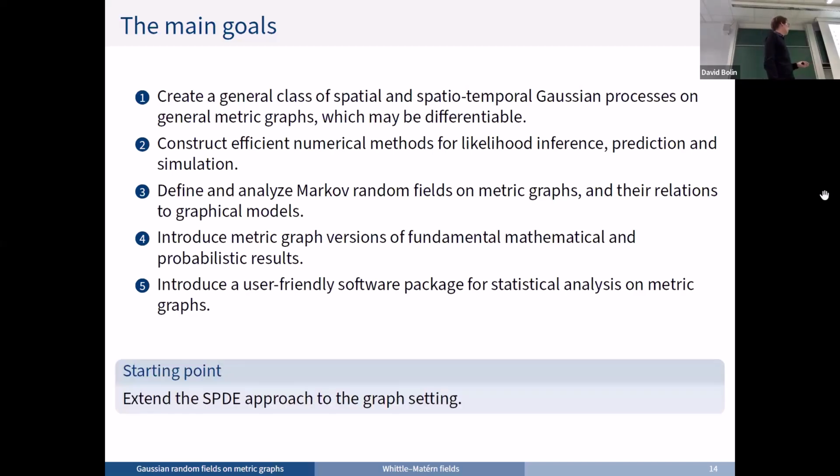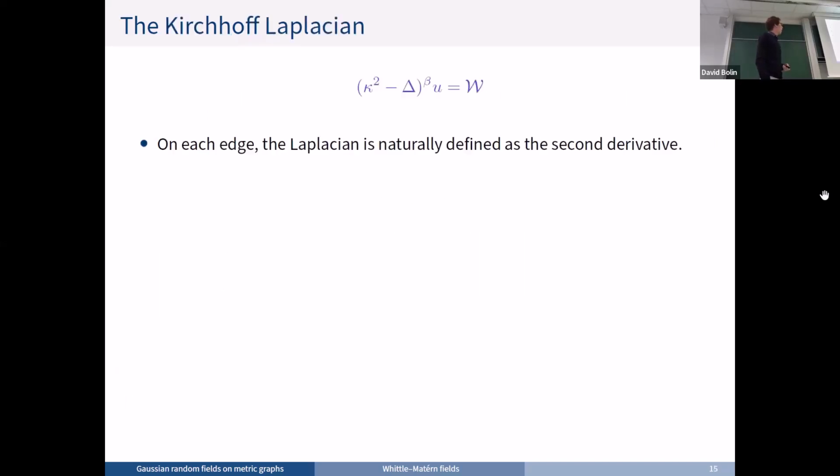Now the starting point for all this was to extend this SPDE approach to the graph setting. Having this background on SPDEs, this was the natural starting point to define a Gaussian process as a solution to a stochastic PDE on this metric graph. If you pose this equation on the metric graph, this would be what we define as a Matern field or Whittle-Matern field. Defining Gaussian white noise is not so difficult. That's easy to do on this domain.